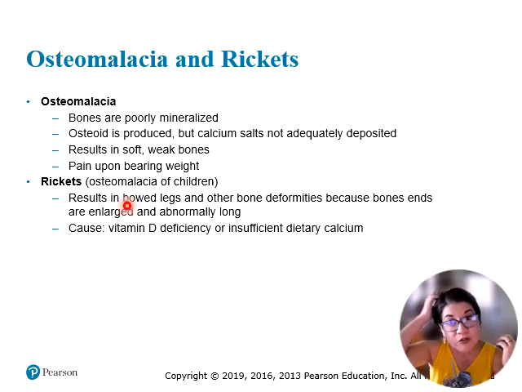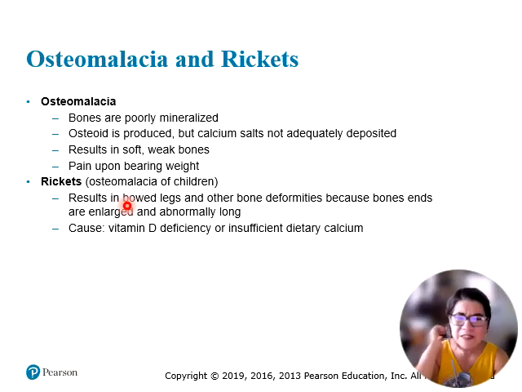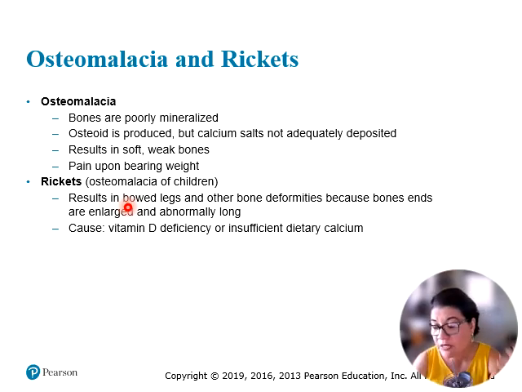And then in children, it's called rickets, and this is not very common in the United States anymore, but it used to be more common. They get bowed legs, they don't grow right, and they have deformities. This is from a vitamin D deficiency or not enough calcium. You need vitamin D to absorb calcium, so with one or the other lacking, you're going to be limited on calcium. You could have all the calcium in the world, but if you don't have vitamin D, you're not going to be able to absorb it.